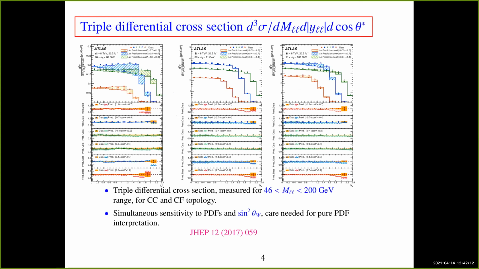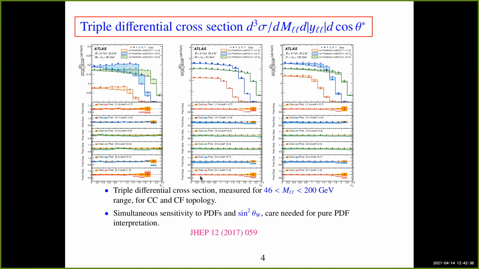So first, this idea to do the separation of low acceptance regions compared to high acceptance. The first measurement which was performed like that is a triple differential measurement of the Drell-Yan cross-section performed by ATLAS, which is binned in invariant mass, in rapidity, and in the cos theta angle in the Collins-Soper frame.